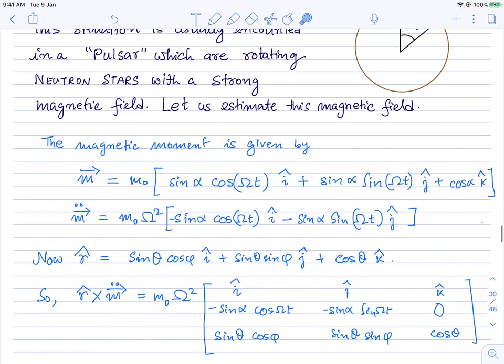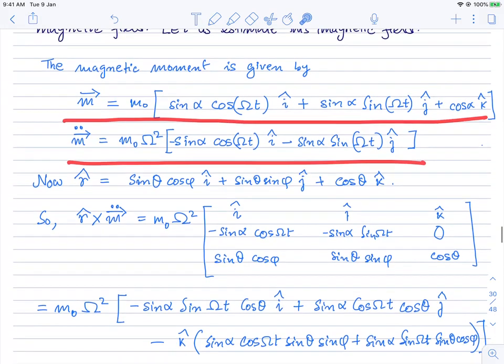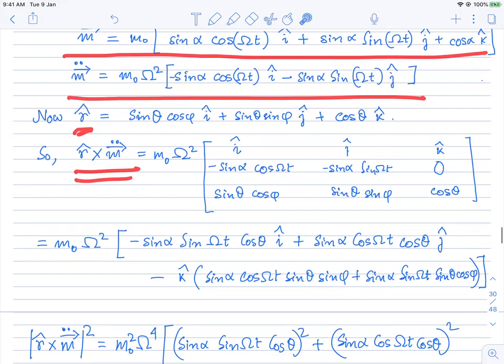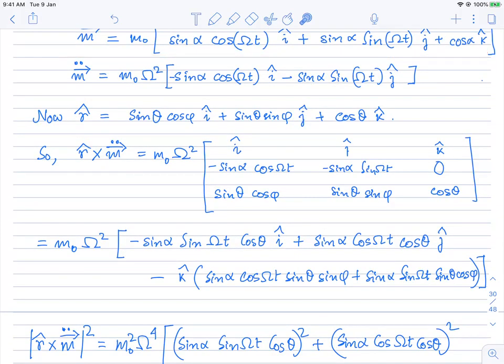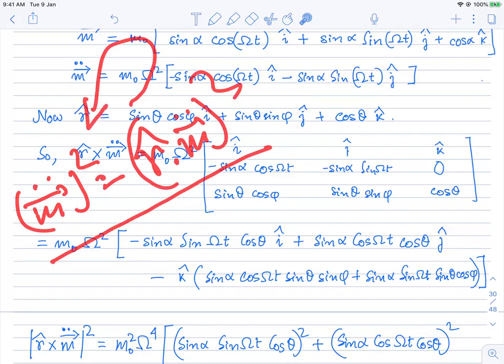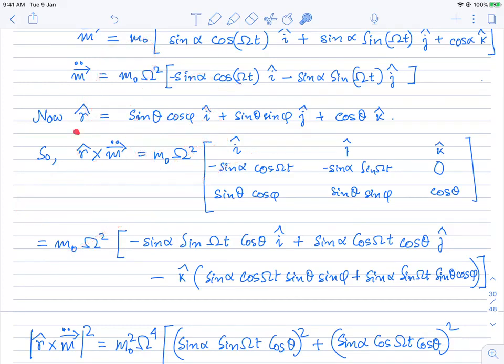So you can again write this out and find m double dot, and again you can write out r hat and find the cross product of this, and you can do it much more simply. I have just done this. You can think of this as m double dot the whole thing squared minus r hat dot m double dot the whole thing squared. This is nothing but r cross this thing the whole square. So if you are interested in this whole square, then it's the formula that I just wrote down.